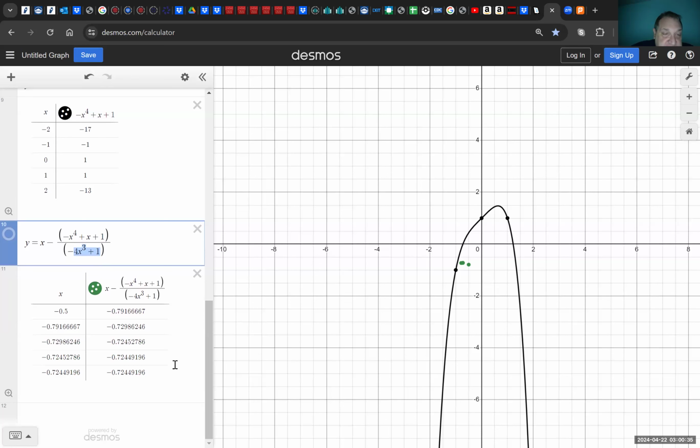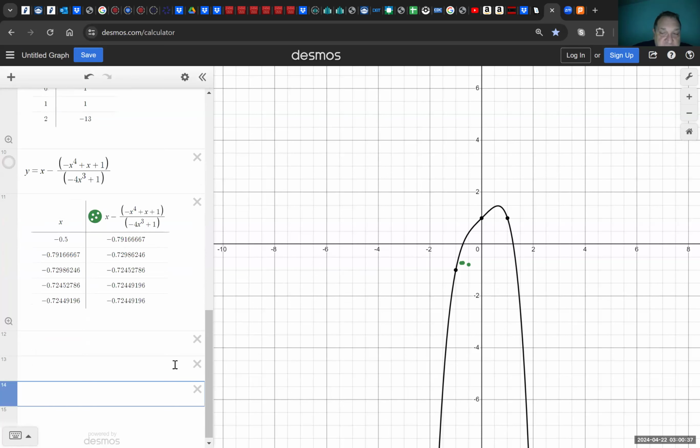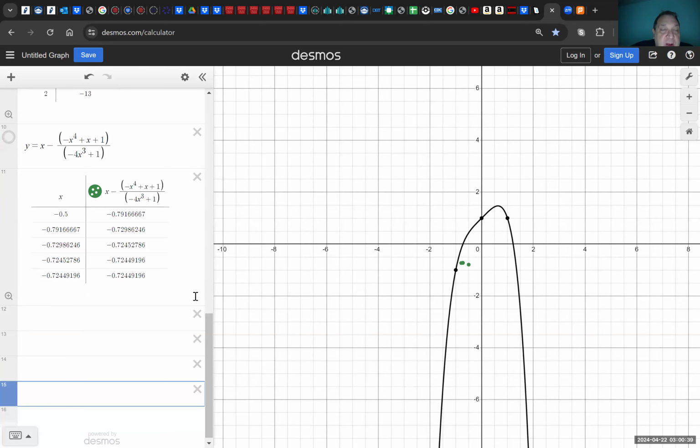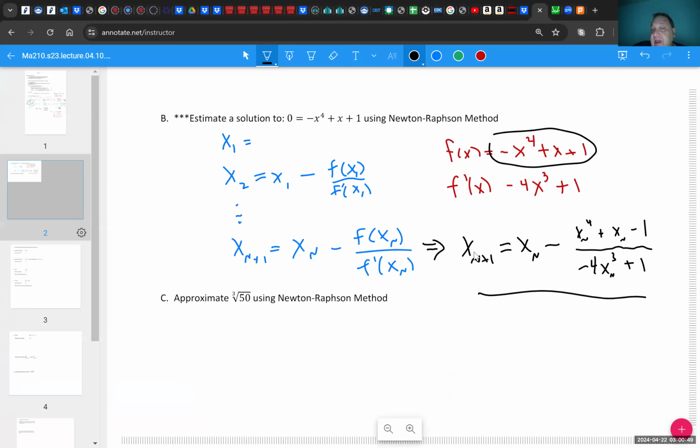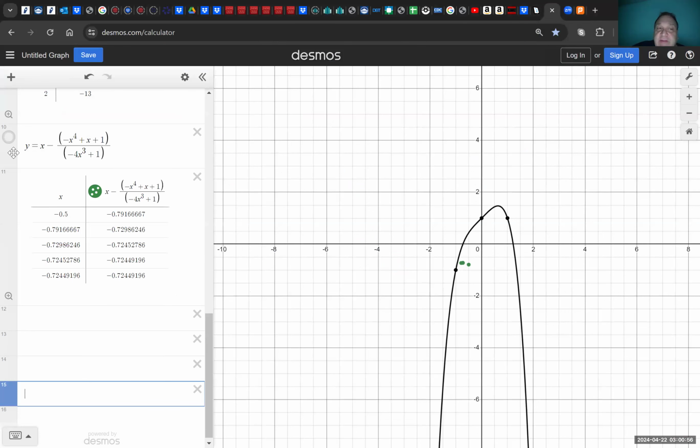Let me scroll this down a little bit so that goes up. Okay, so you can see that I've tried x equals -1.5, and it gives me an output, which, remember, according to our formula, is just the next guess. I just plug it into the formula and I get the next better guess. I know it says y here, but that's just because Desmos is a little bit wonky with variables. So that's my next best guess.